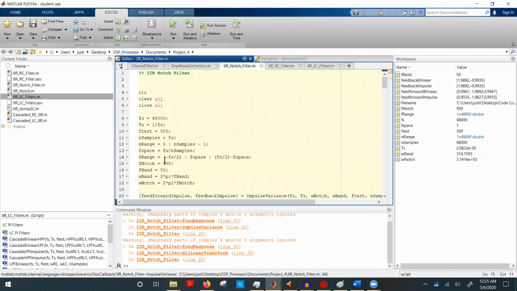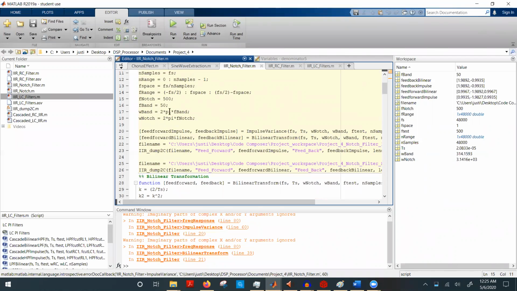Seen right here, 500 hertz. And I have my bandwidth at 50 hertz. So the reject band around 500 hertz is 50. And so then I first need to generate the impulse invariance and the bilinear response, so that I dump them into the C++ code. I dump them into C files and out of Red and Code Composer.